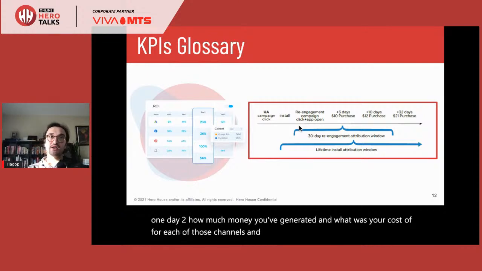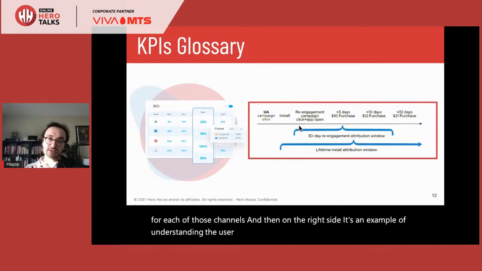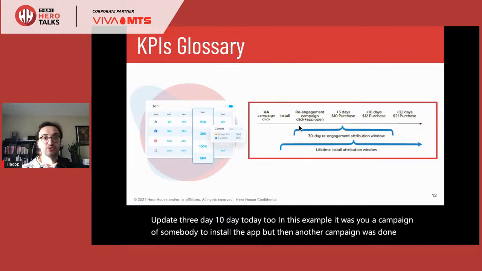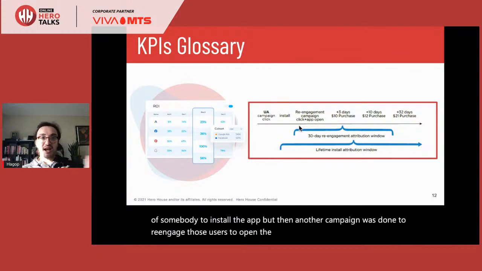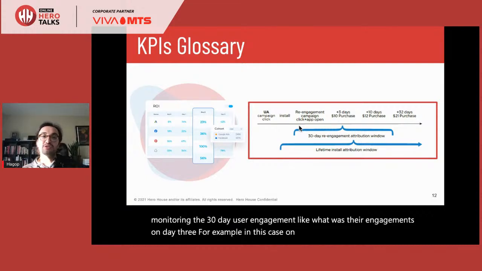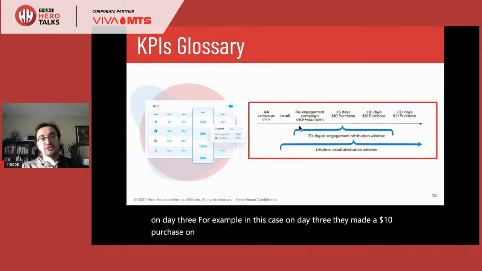And then on the right side, it's an example of understanding the user journey from somebody installing to day 3, day 10, day 32. In this example, it was a UA campaign for somebody to install the app, but then another campaign was done to re-engage those users to open the app. And then with the data, we were monitoring the 30-day user engagement, like what was their engagement on day 3. For example, in this case, on day 3, they made a $10 purchase. On day 10, they made a $12 purchase. Then day 32, they made a $21 purchase.